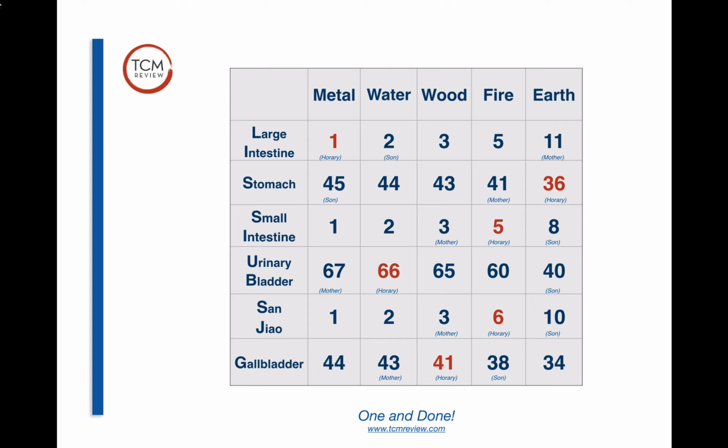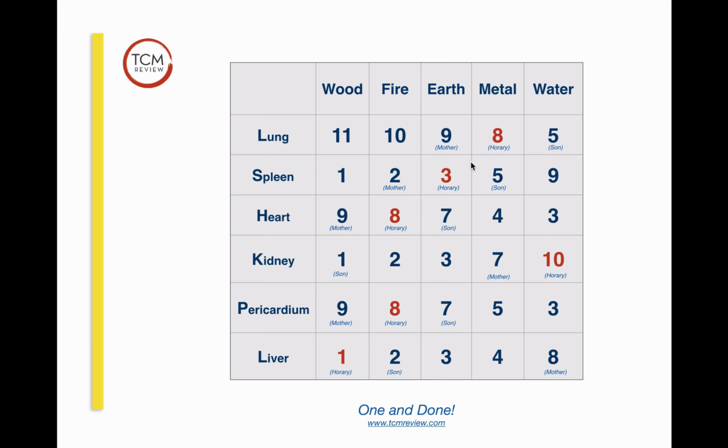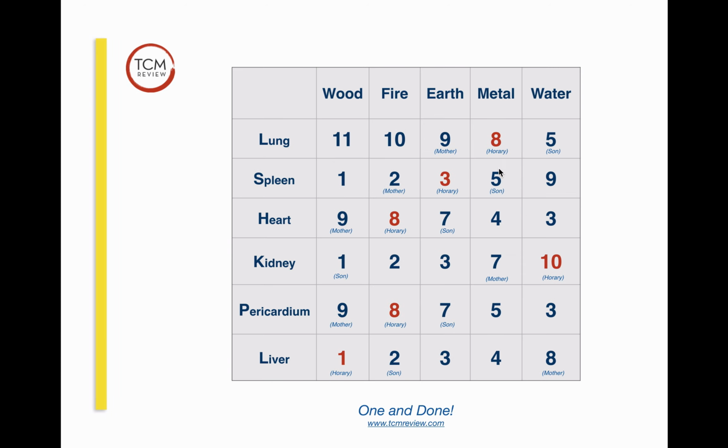Okay, so we have stomach excess in this case, and we're going to sedate the sun. The stomach sun is stomach 45, right? And it's a metal point, so we're going to sedate stomach 45. We're also going to sedate the sun element horary point, which is large intestine 1. And then in addition to that, we're going to look at the spleen channel, right? Because spleen is earth and stomach is earth. The spleen channel sun is spleen 5. It's the metal on metal point.